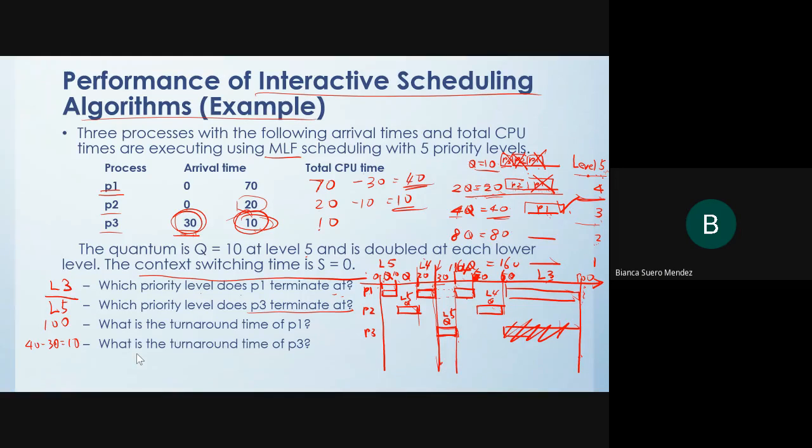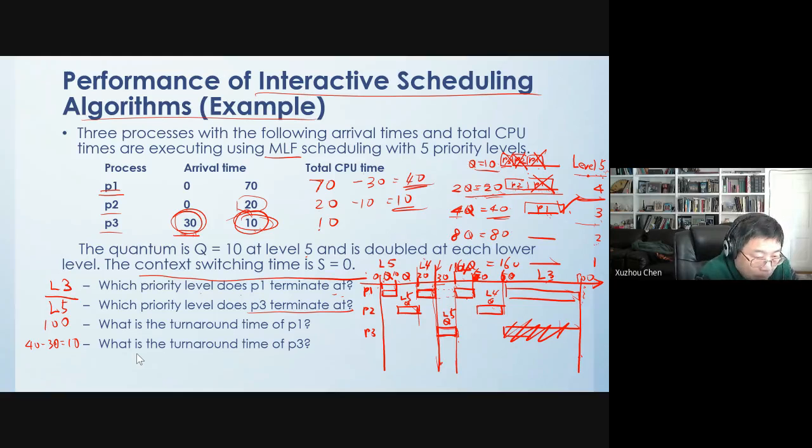Yes. Okay. Now what about P2? P2 completes here, that's 60. It actually starts from 0. So P2 is 60. The turnaround time for P2 is 60.